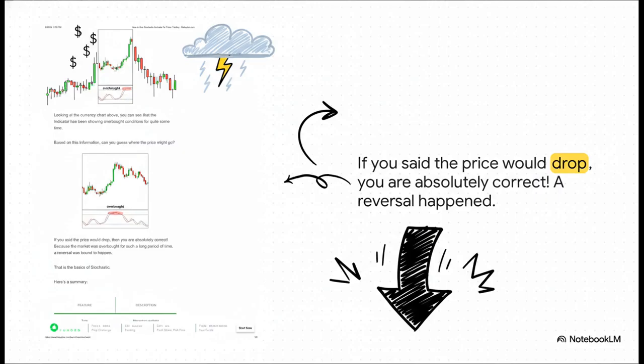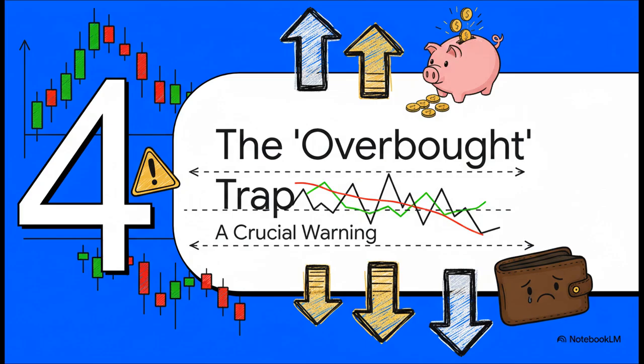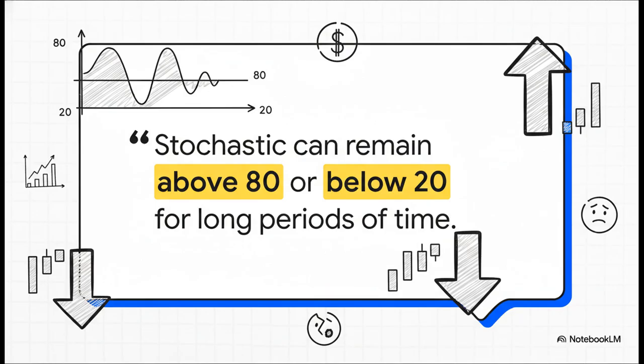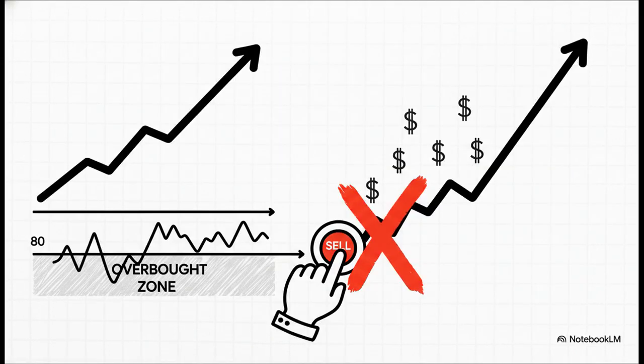Now, that right there is the textbook way to use the stochastic. But, and listen, this is a huge but, it is not always this simple. And this brings us to a really crucial warning. I call it the overbought and oversold trap. As the source material warns us, an asset can stay overbought or oversold for a very, very long time. This is especially true in a powerful trend, and it's exactly where a lot of traders get into some serious trouble. Let me be crystal clear here. Overbought is not a command to sell, and oversold is not a command to buy.